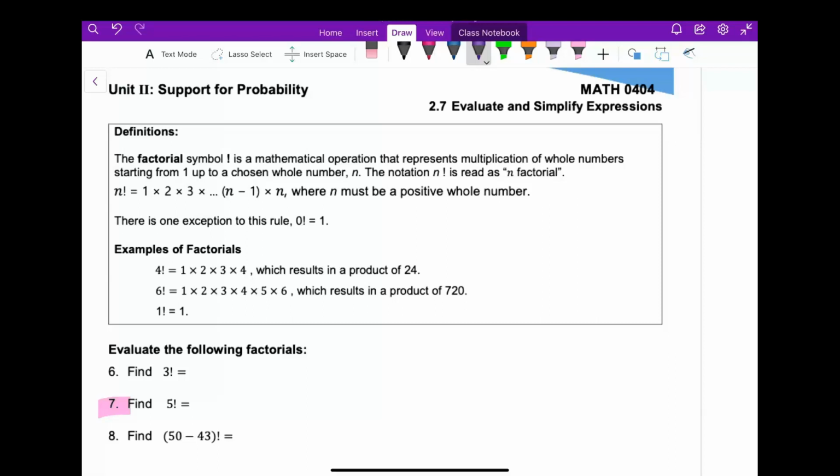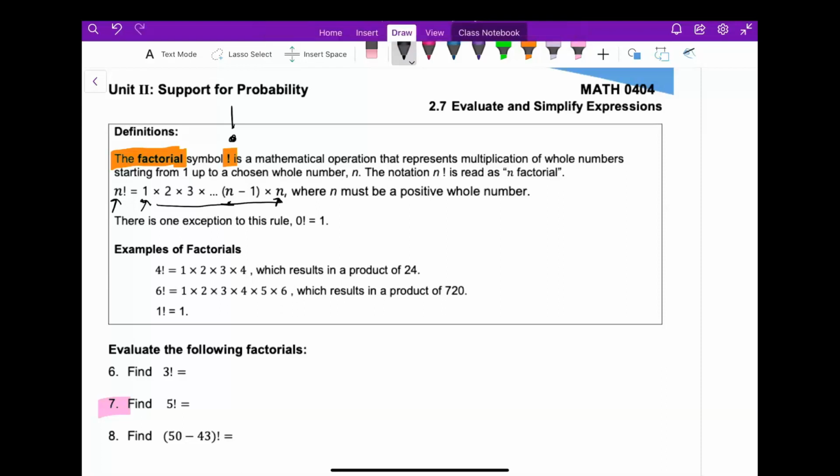Continuing section 2.7, we learn a new word, which is factorial. It says the factorial symbol is the exclamation mark. You can't see it very clearly here, but it's a regular exclamation mark. It's a mathematical operation that represents multiplication of a whole number starting from 1 up to a chosen whole number. So this is a repetitive multiplication. I see n, and then we're going to multiply starting from 1 all the way up to n.